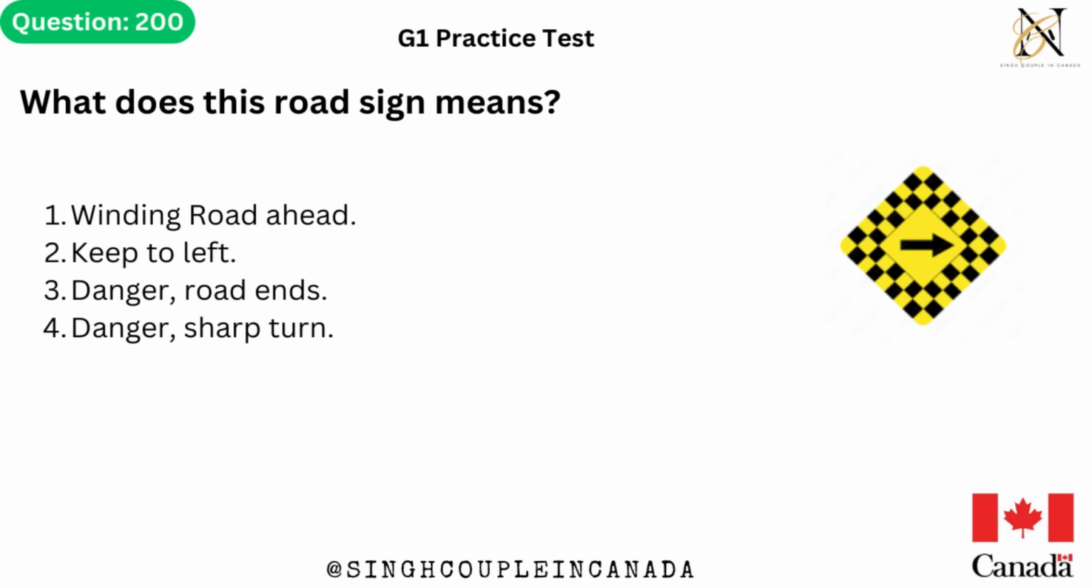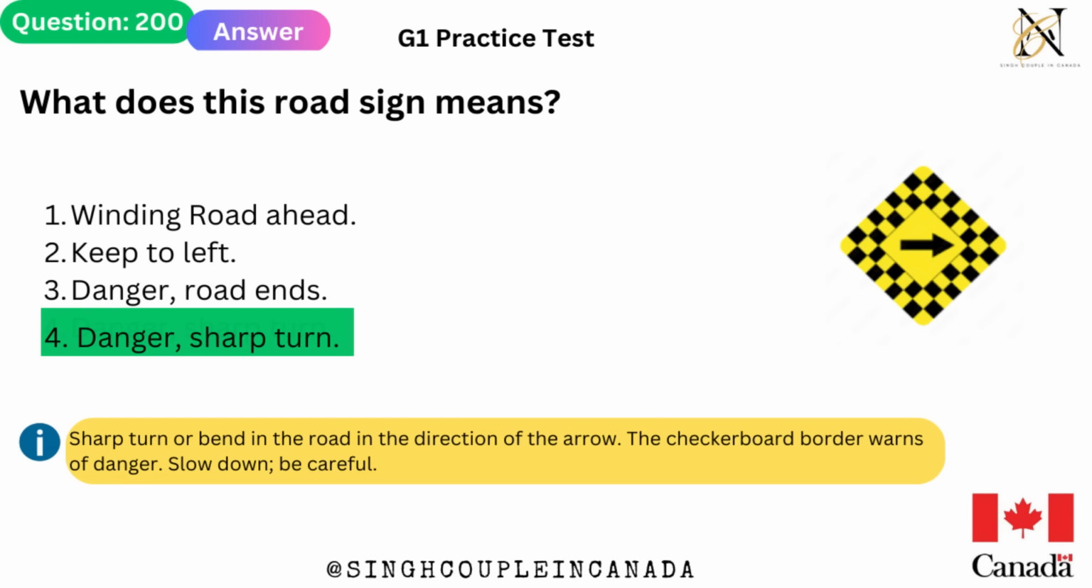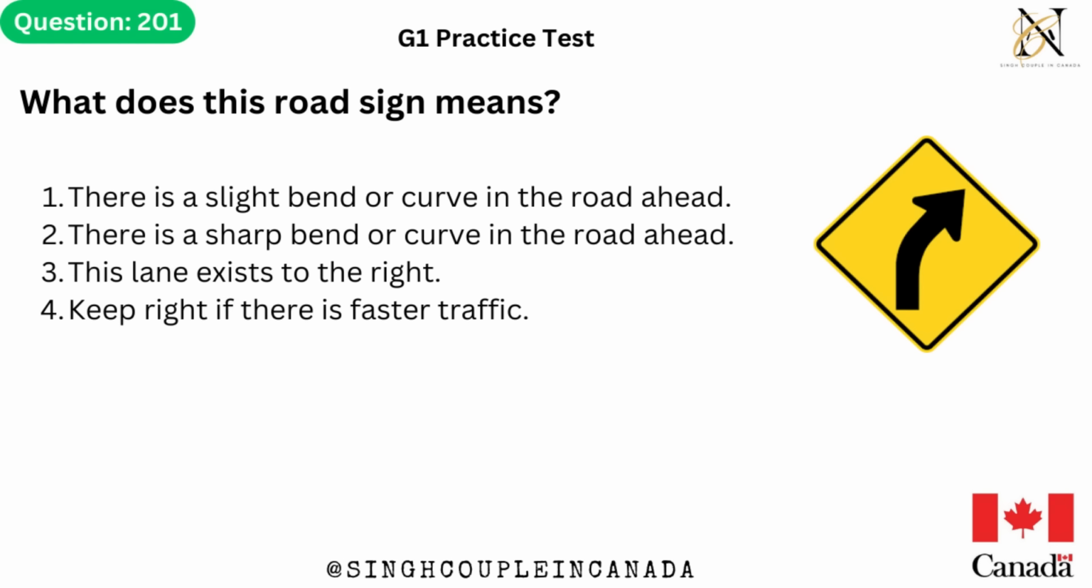What does this road sign mean? 1. Winding road ahead. 2. Keep to left. 3. Danger, road ends. 4. Danger, sharp turn. The answer is 4. Danger, sharp turn. Sharp turn or bend in the road in the direction of the arrow. The checkerboard border warns of danger. Slow down, be careful.